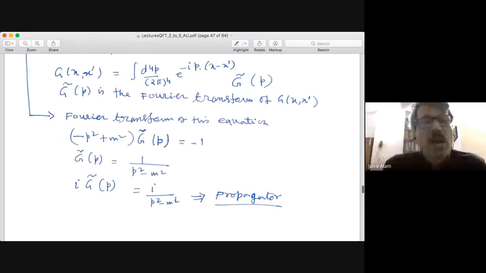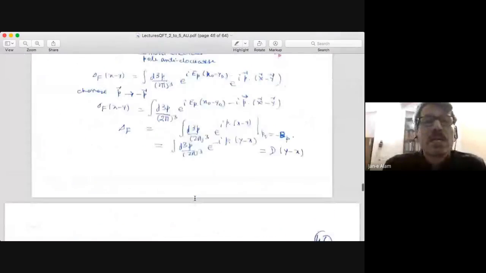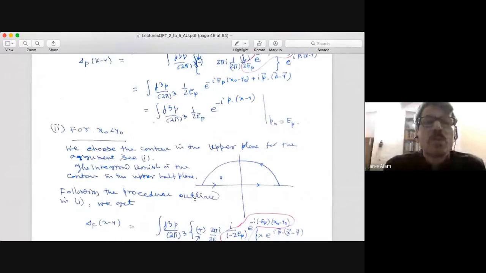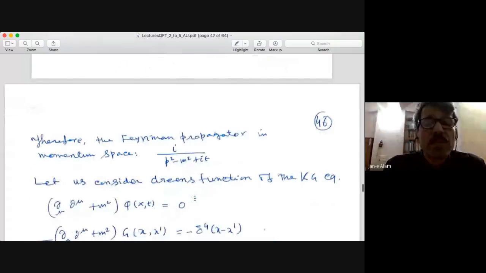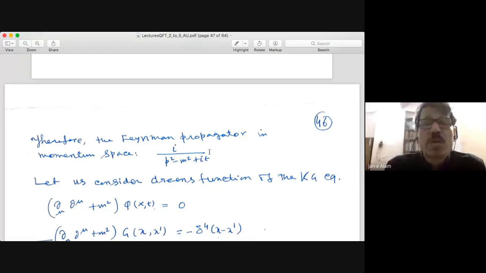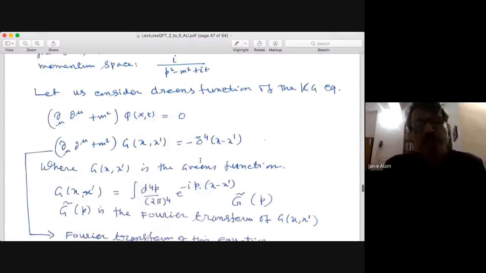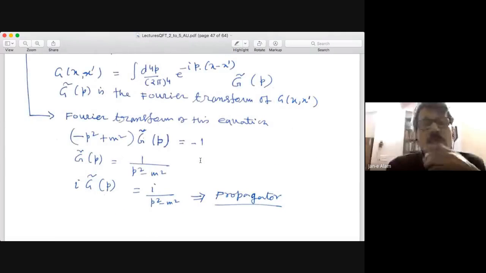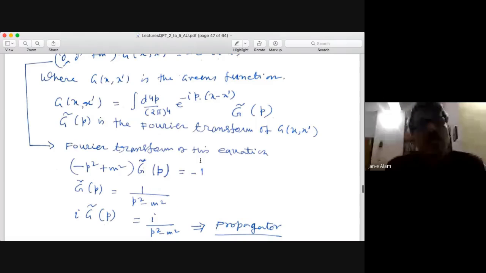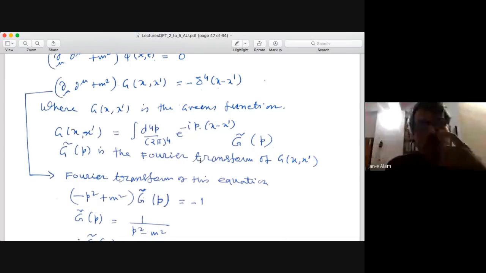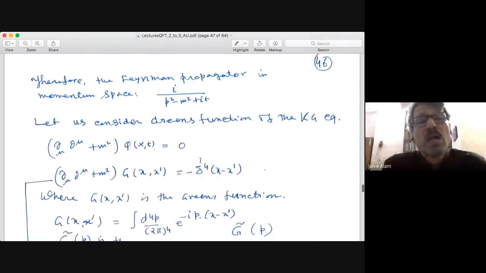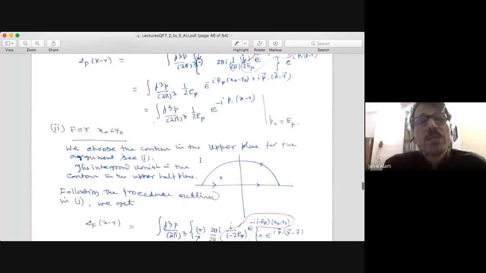Now you see this i times G tilde p is i by p squared minus m squared, which is the propagator, right? This is the Feynman propagator which we have just calculated. You'll see these are just simply i by p squared minus m squared plus i epsilon, where this limit epsilon will always be taken to 0, right? So the free propagator is nothing but the Green's function for the Klein-Gordon equation.